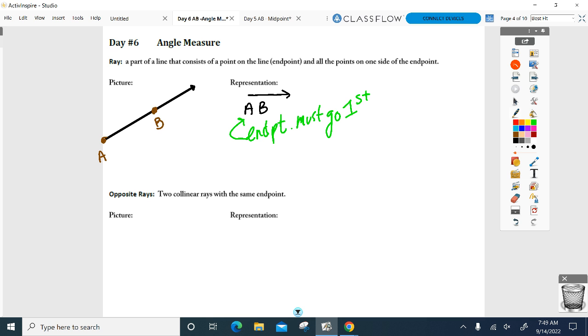Endpoint has to go first. So there's a ray. Opposite rays.